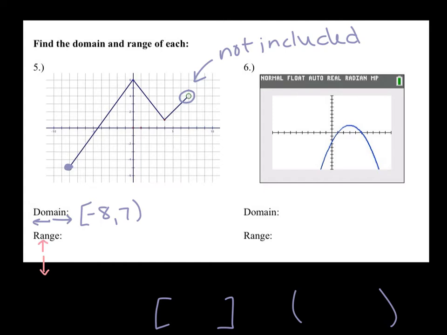And then the range is from bottom to top. So the lowest y value is there at -5. And the highest y value stops at 6. So this dot is included. This point is on your graph, part of your function, so it's included. So both values can use a bracket. So negative 5 to positive 6. All of these y values are on your graph, so they do need to be included.